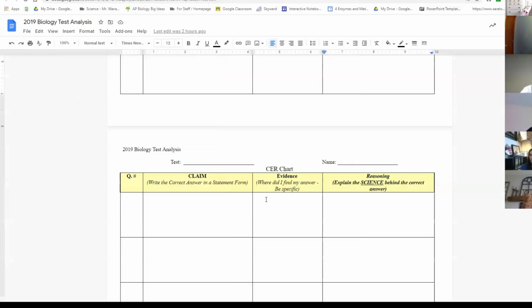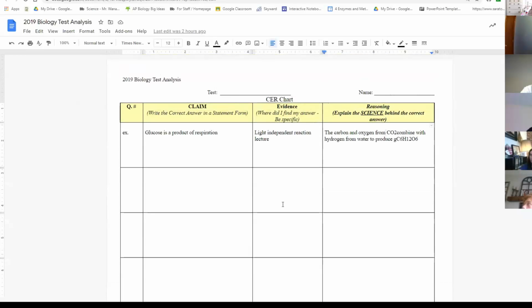You'll have these test corrections shared with you. I think I still have to open your test maybe. But you're doing a CER, a claim, evidence, reasoning. Your claim is basically the question you got wrong stated in a corrected statement. So it's probably like the question with the answer, made into a sentence.